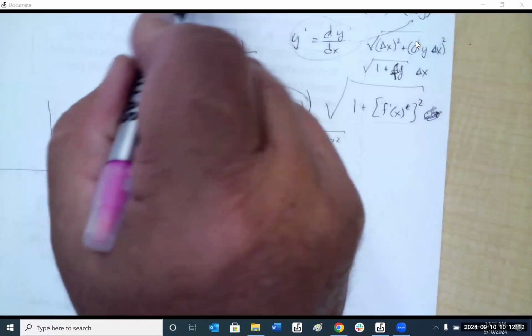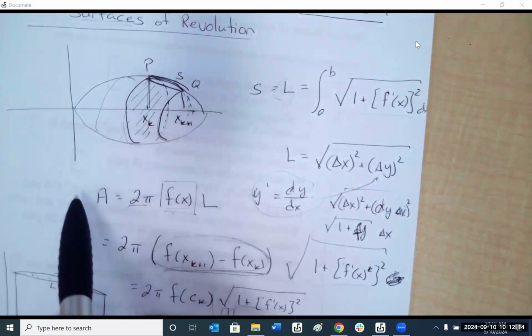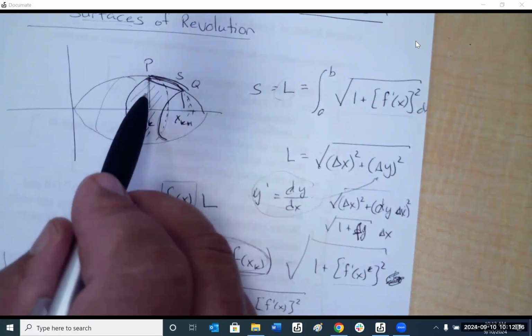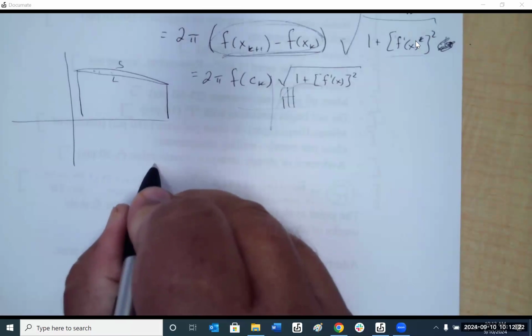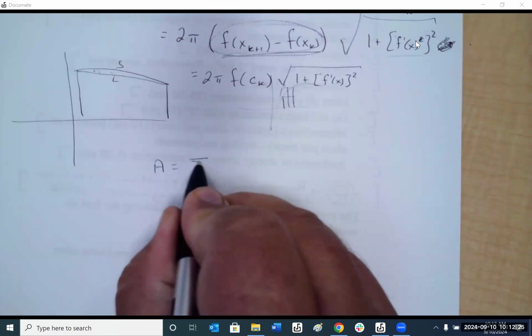Now that's only one section. That's only one section of our surface area. We have to now take all of these. How do we do that? To find the area, we got to take the summation.